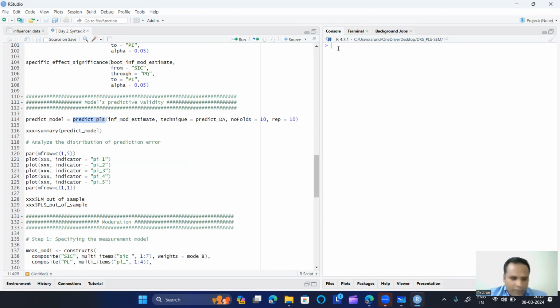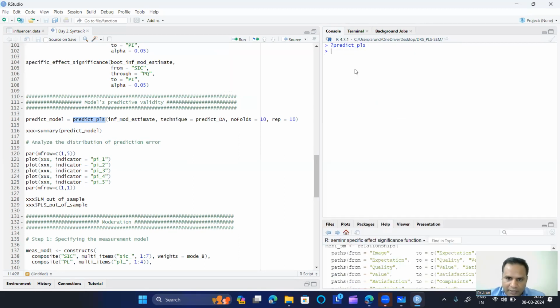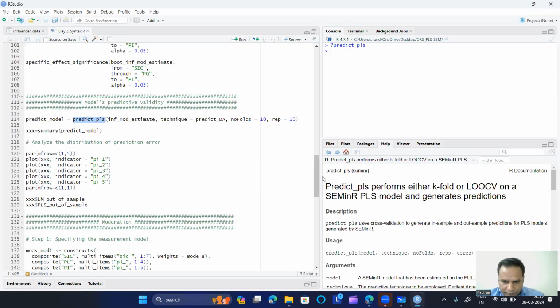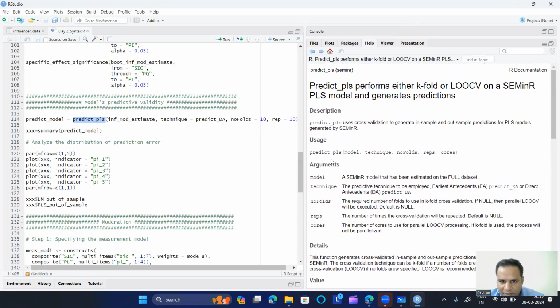If you simply type question mark and, let's say, predict underscore PLS, you'll get the syntax. The syntax is very simple. So predict PLS is the command. Just write the name of the model. Here you should write the model that you have estimated, and the technique.